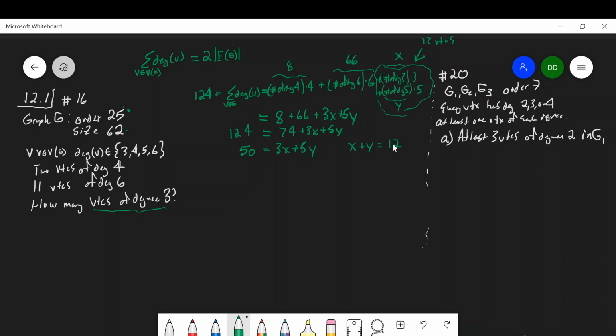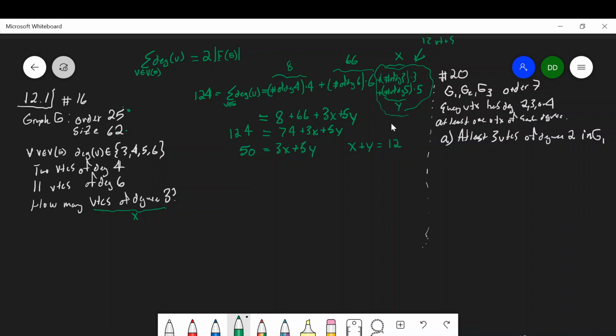So now I have 2 equations of 2 variables, and so this is a system of equations that I can solve exactly. Since I'm interested in knowing x, remember, the number of vertices of degree 3, I let b equal to x.